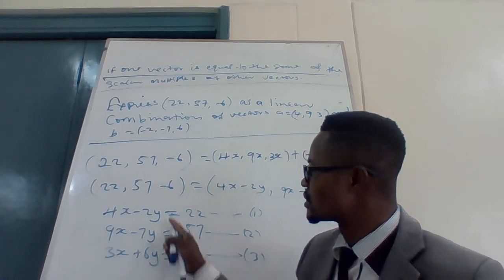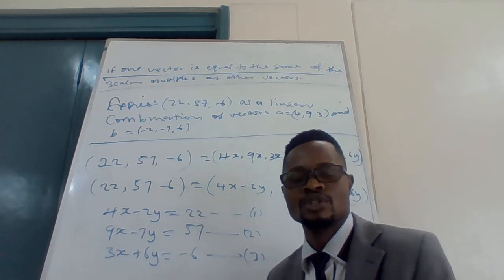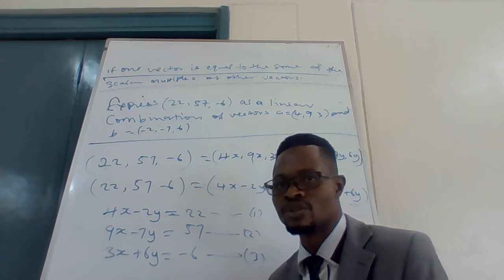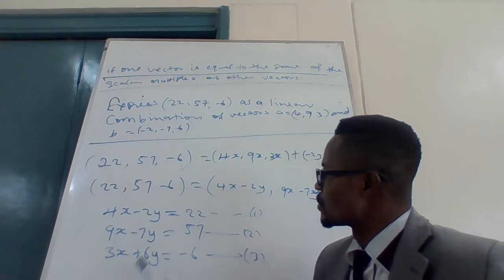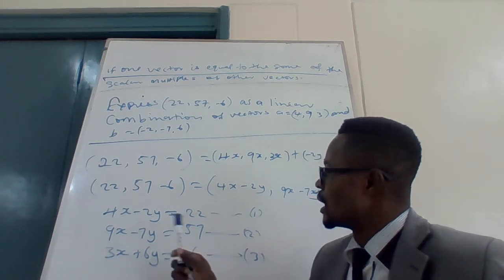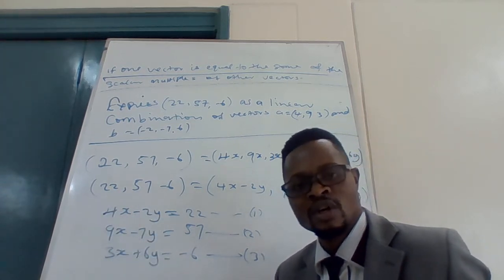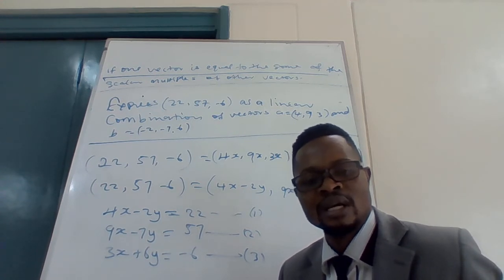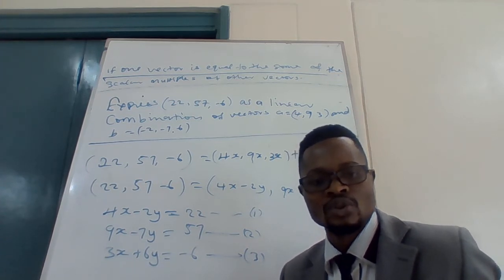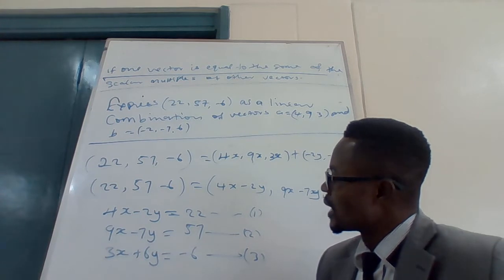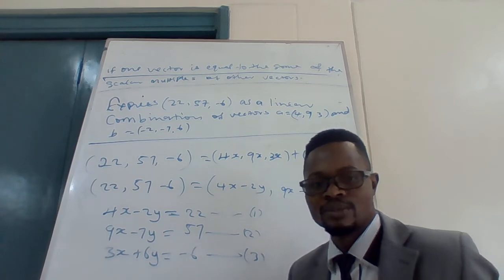So now we have three systems of linear equations. We can decide to use any method to solve it, either elimination or substitution. I think we might need to eliminate some things, but for us to solve this system of equations, we need to make sure that one of these values is the same, so that we eliminate x or y in order to find the value of x and the value of y, and afterwards express them as a linear combination. So let us take equation number 1 and equation number 3 and solve them simultaneously.